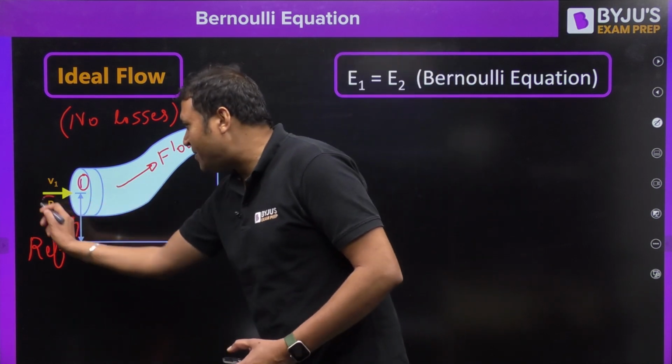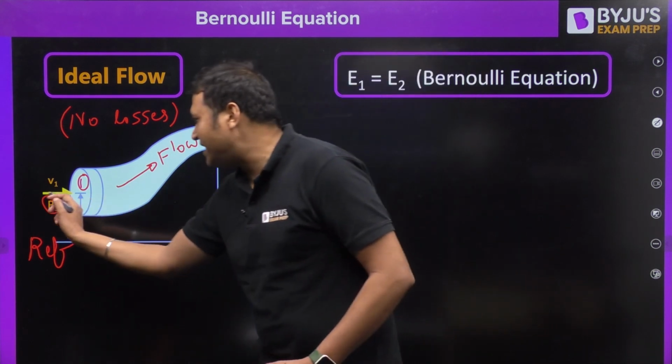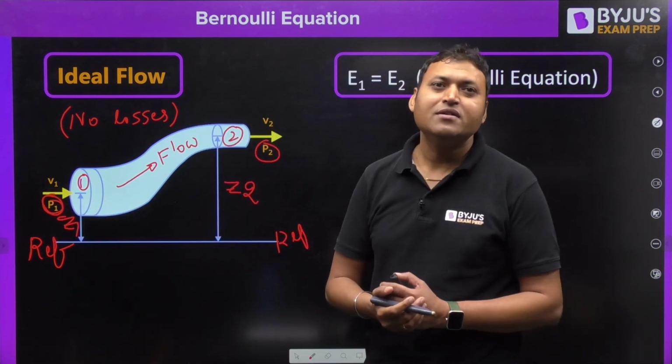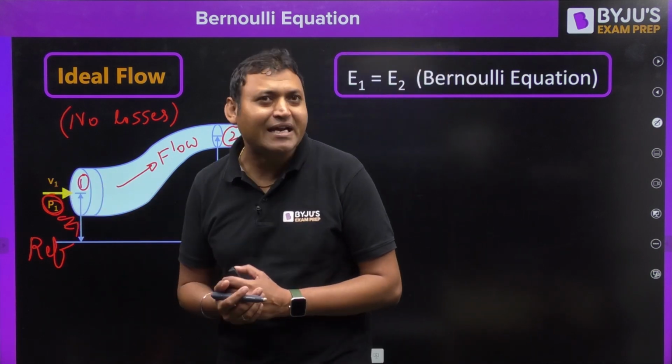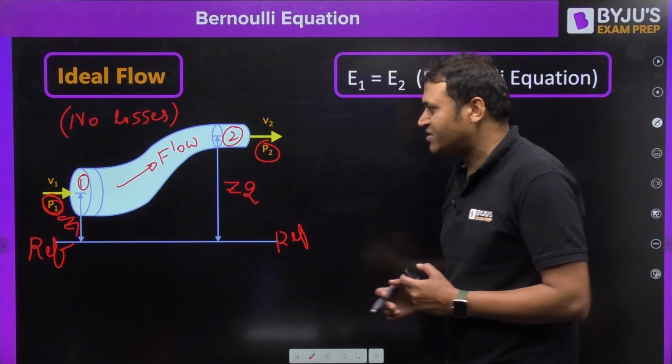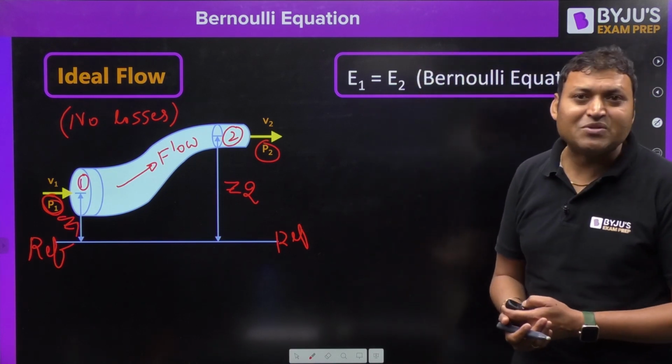So if we are using P1 to be absolute pressure, then P2 should also be taken as the absolute pressure. If P1 is taken as the gauge pressure of the fluid, then P2 should also be taken as the gauge pressure. V1 is the fluid velocity at section 1 and V2 is the fluid velocity at section 2. So we can comfortably apply the Bernoulli equation in terms of head.